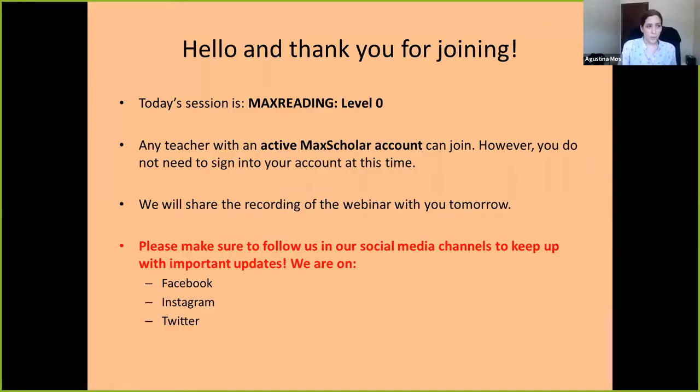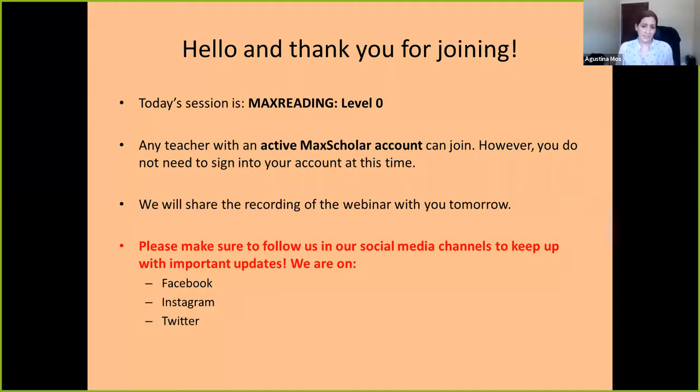The reason why max reading level 0 is different is because it includes some books and subchapters that do not have text. And I know that, at least from my interaction with different schools and different teachers, a lot of students end up being assigned to level 0, either because they take the placement and that's where they get to, or because you determine that that's where they need to start.